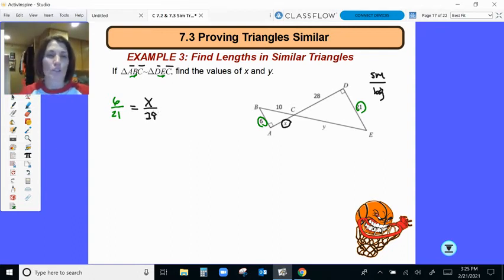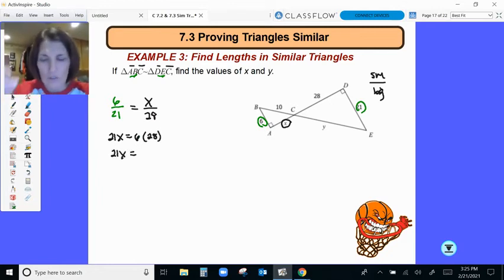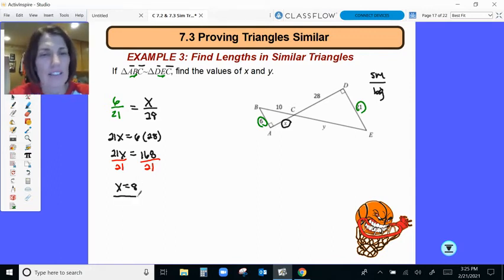Once I get that proportion set up, I can cross multiply. 21X equals my 6 times 28. So that's 21X equals my 6 times 28 is 168. And then I'm going to divide by 21. So X is equal to 168 divided by 21 is 8. So my value of X is 8.